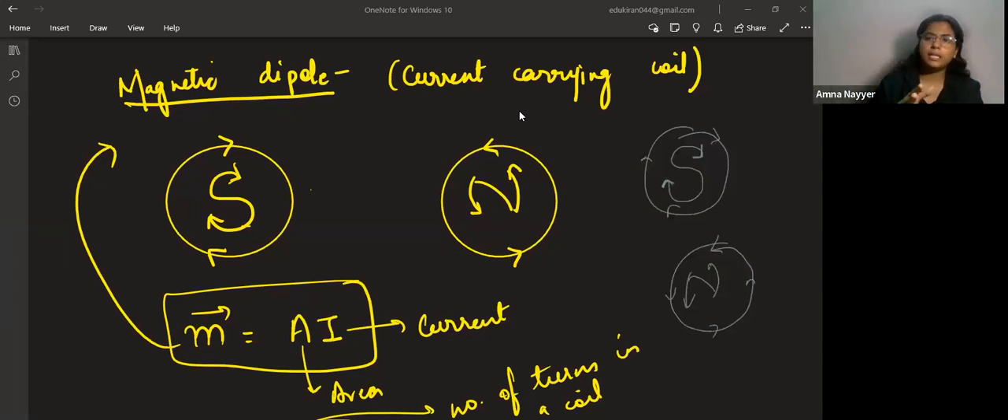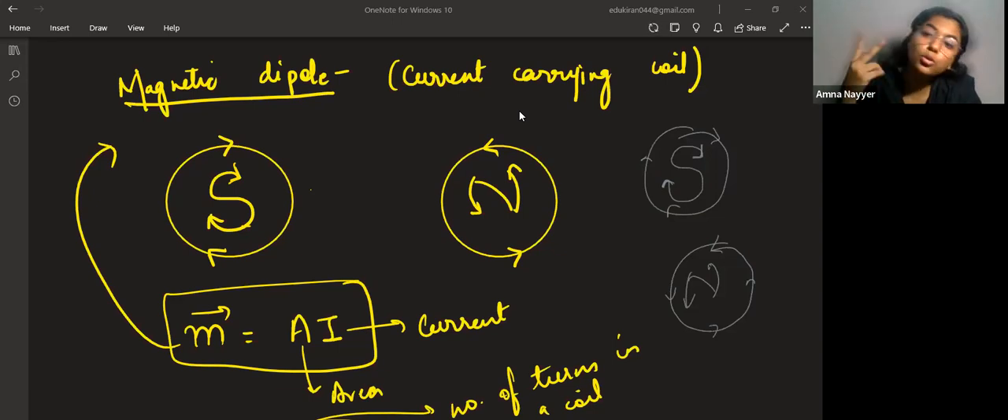Now, area can be anything. It can be a circular coil as well. It can be a rectangular coil. It can be a square. So whatever is the area for the coil, calculate the area respectively and multiply it with the current. Now, this is valid for a single turn. If you have one single turn of coil, you will use A into I.